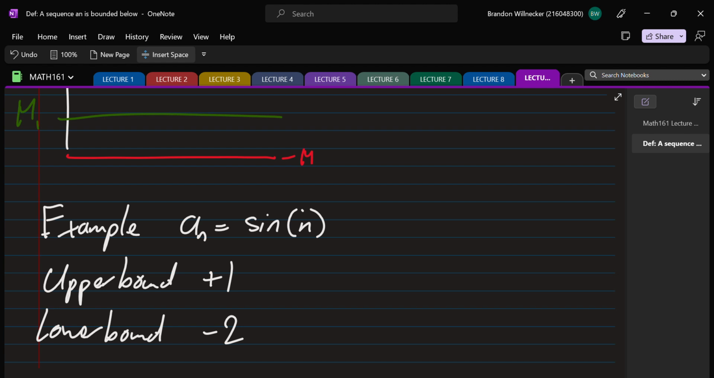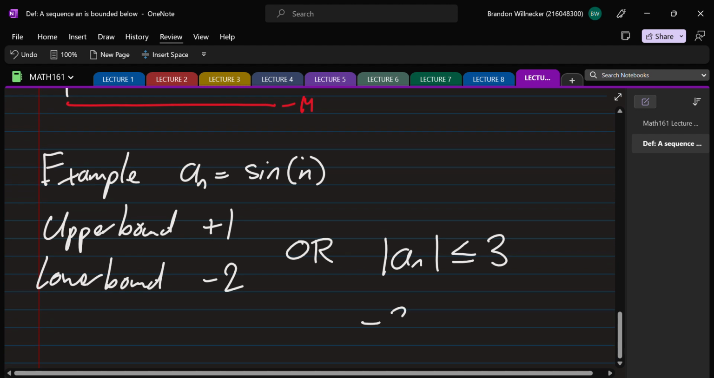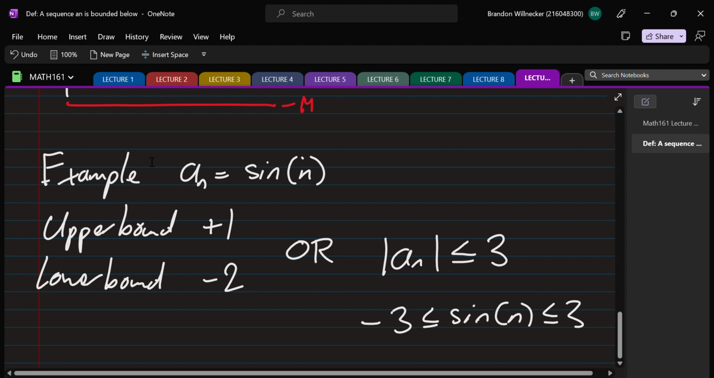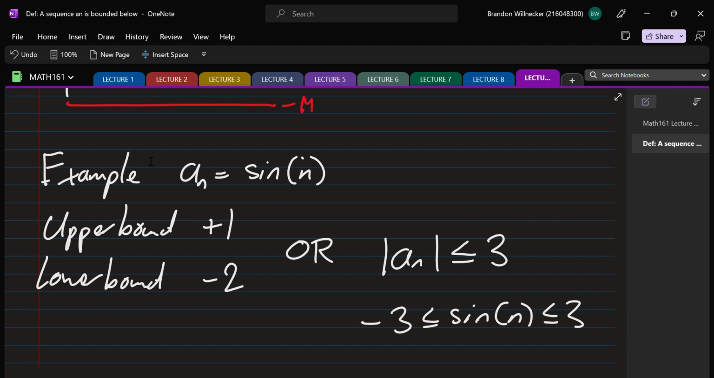We can also have minus 3. That's perfectly fine as a lower bound as well. Or we can say that the absolute value of a_n is less than or equal to 3, because we know that minus 3 is less than or equal to sine of n, which is less than or equal to 3. So, coming up with these bounds, that's up to you. You can do it individually, so you can find a separate upper bound and separate lower bound, or you can find one that covers both. That's up to you to do. Any questions on that?